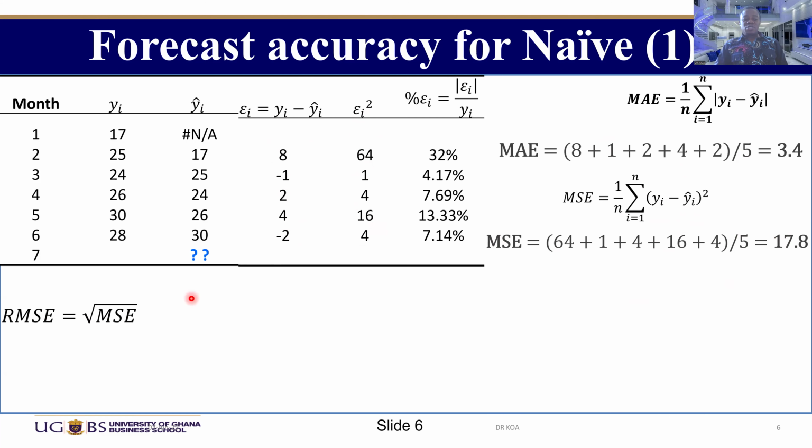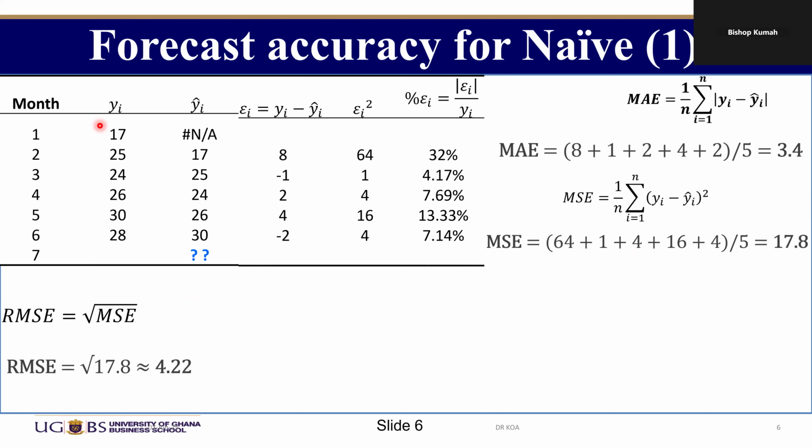Now, the root mean squared error. Okay, so this is the mean squared error. The root mean squared error is simply the square root of the mean squared error. That's all. Just take the 17.8, the square root of that, and that will give you 4.22. So far, which forecast accuracy is winning? I think the mean squared error. The mean squared error. Okay, good.